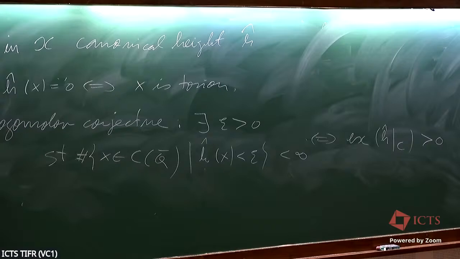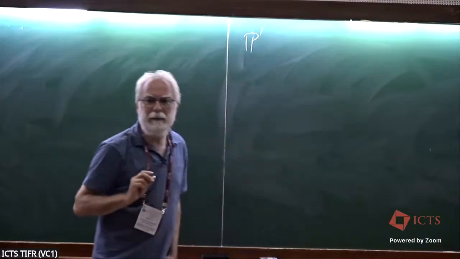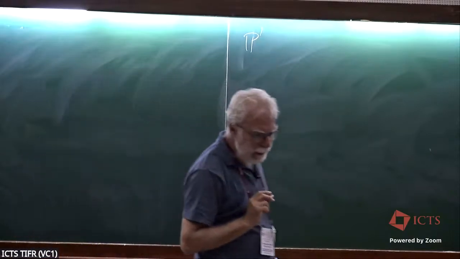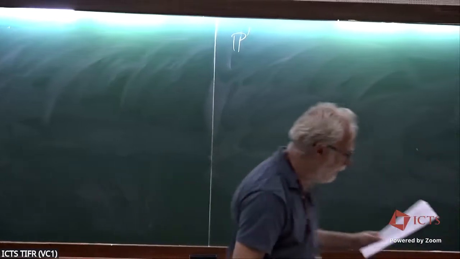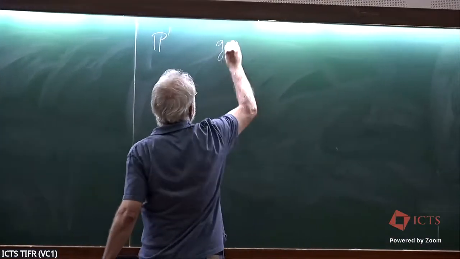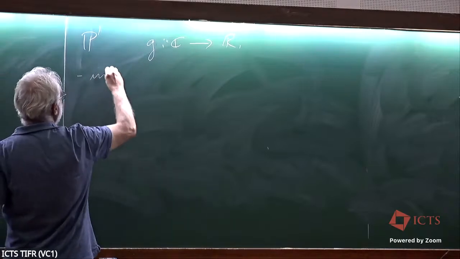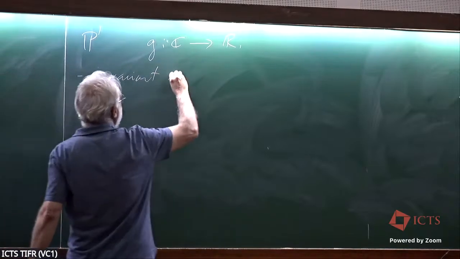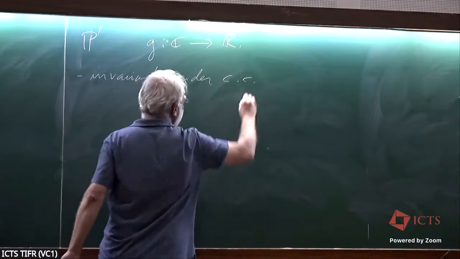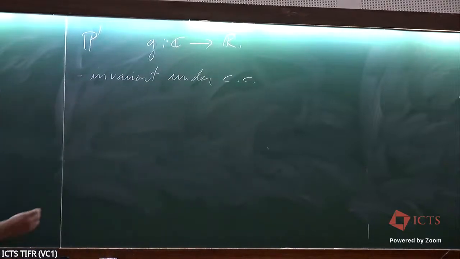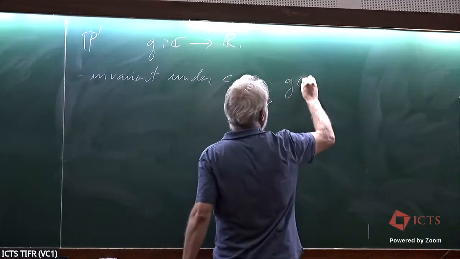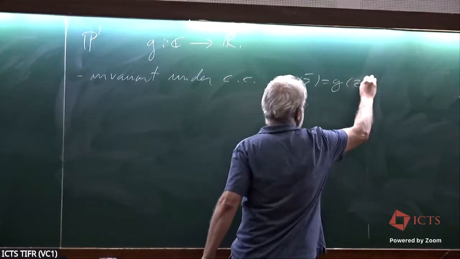So I will work just in P1, the projective line. And then I will give myself a function, g, from the complex numbers to the real numbers. I want this function g to be invariant under complex conjugation. Okay. And so this means that g of z bar is equal to g of z.